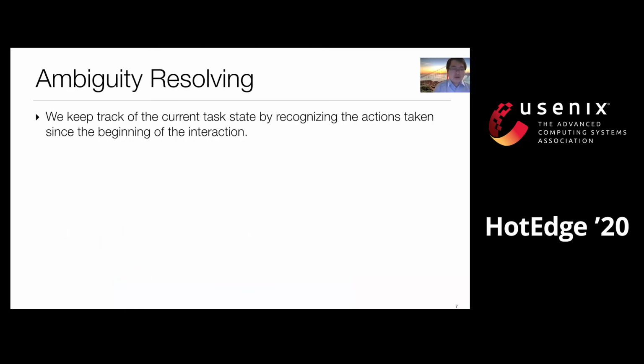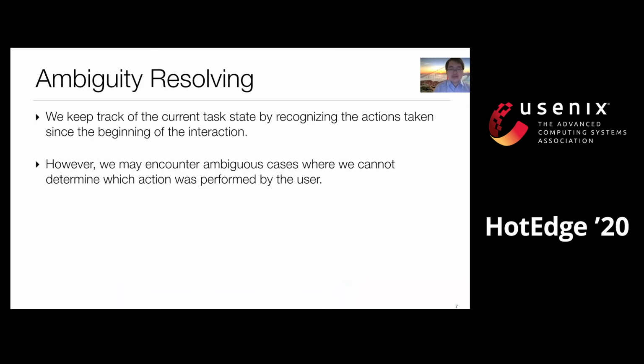In our work, we keep track of the current task state by recognizing the actions taken since the beginning. More specifically, we have a classifier that identifies the top object and decides the actions based on the changes of the top object. For instance, if the top object changes from the bread, ham, lettuce, then we will know that a piece of lettuce was put on top of the ham.